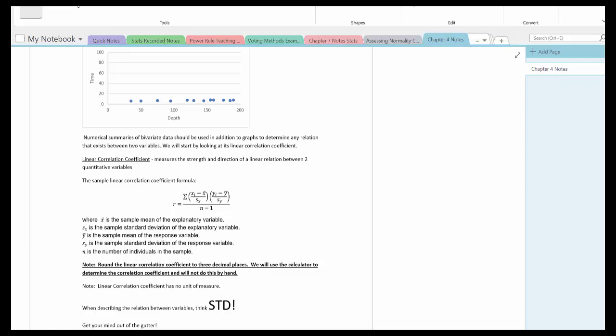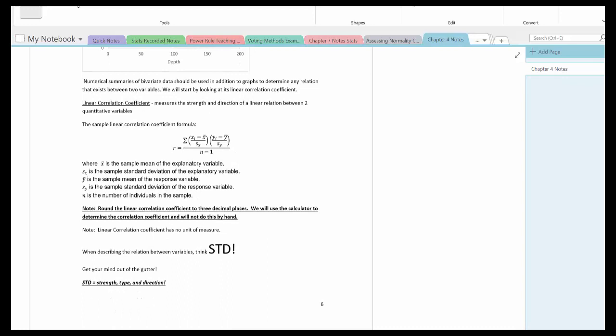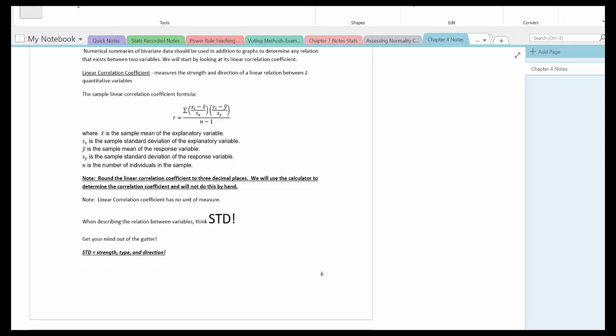When describing the relation between variables, think STD. No, get your mind out of the gutter. The STD I'm referring to is strength, type, and direction. For each of these, I'm going to write out some keywords on what you can use. Let's start with strength. Could be strong, could be moderate, could be weak, or none.